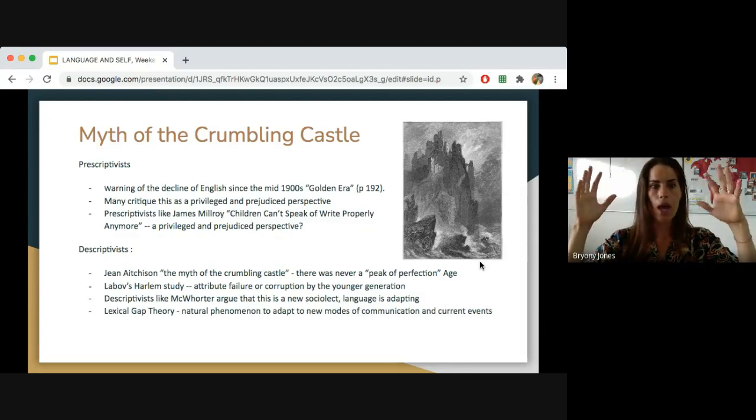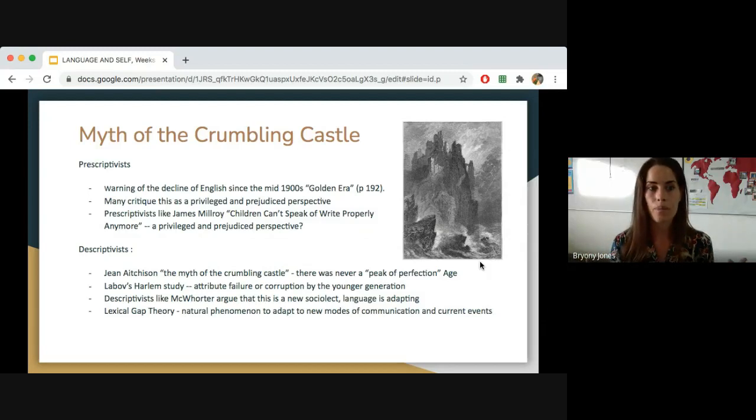And a lot of theorists, a lot of linguists and everyday people have argued that English has been declining since this golden era, this castle-like metaphor for English in the mid-1900s, when it was standardized and it was proper and people knew how to speak it. Now, one of the prescriptivists, his name is James Milroy, and he wrote an article, Children Can't Speak or Write Properly Anymore.